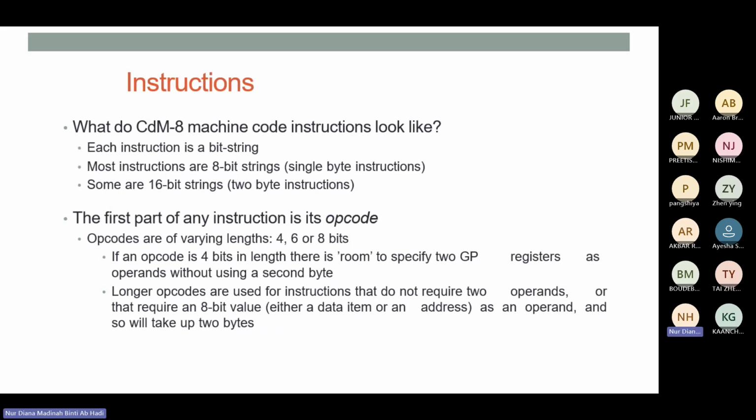Next, what does your CDM8 machine code instruction look like? Each instruction is a bit string. Most of the instructions are 8-bit strings. Some of them will be 16-bit. The first part of your instruction is your opcode. Opcodes can be of different lengths: 4, 6, or 8 bits. If an opcode is 4 bits in length, there is room to specify your GP registers as operands without using a second byte. But longer opcodes are used for instructions that do not require two operands or will take up an 8-bit value as an operand and will take up 2 bytes.